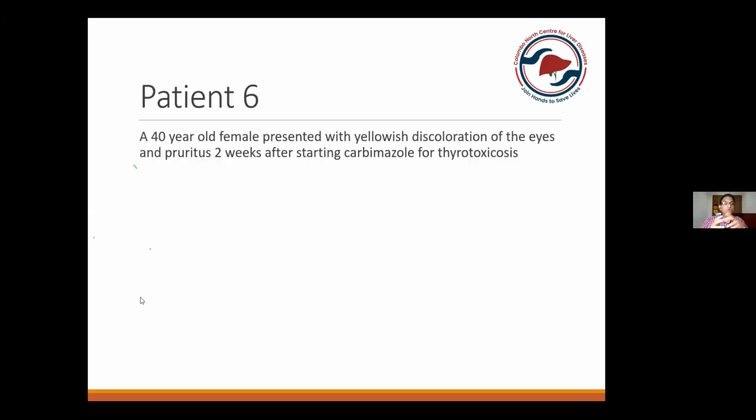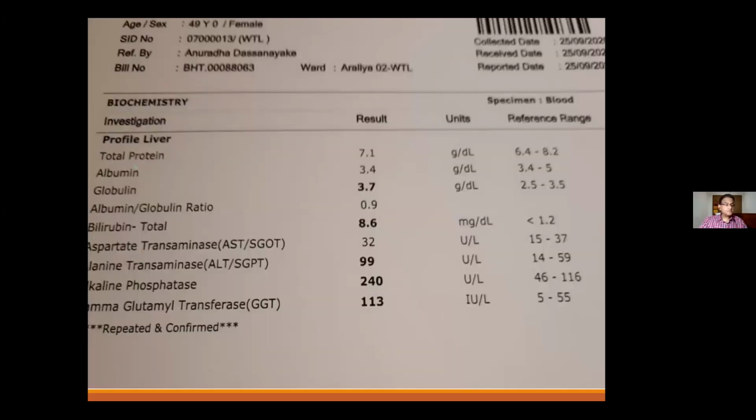Next patient is a 40-year-old female presenting with yellowish discoloration of the eyes and pruritus for 2 weeks after starting carbimazole for thyrotoxicosis. Carbimazole is a very well-known toxic drug for the liver, but a very useful drug in thyrotoxicosis. This is the liver profile of that 40-year-old female who presented with jaundice and pruritus 2 weeks after taking carbimazole. So I'll give you 1 minute to go through this.